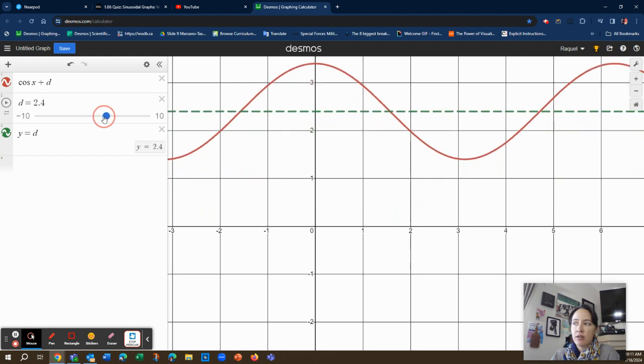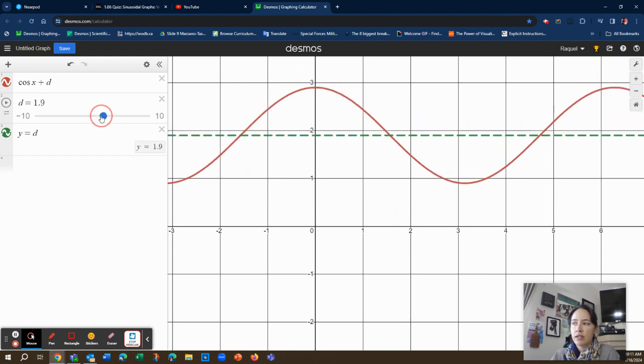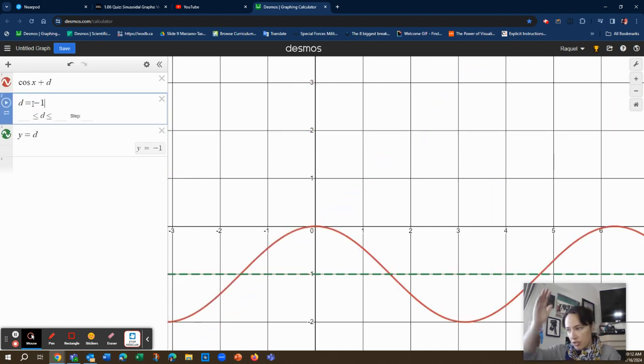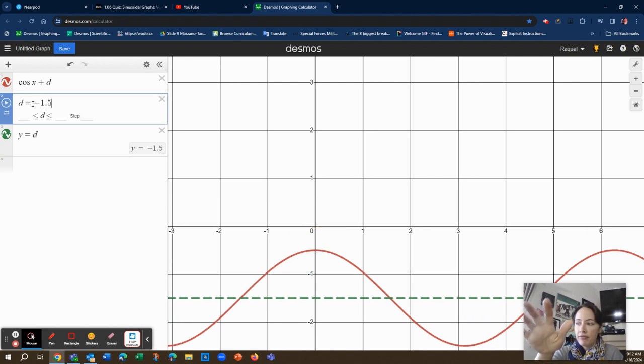So whatever D equals, say D equals 2, it shifts the whole thing up 2, but notice how the midline is now 2. You shift your whole graph up 2, but now your midline is y equals 2. Say we want it to be -1. Cool, we'll just go -1. Whole thing shifts down. What if we wanted -1.5? It's okay. Shifts down. So vertical shifts are pretty straightforward.